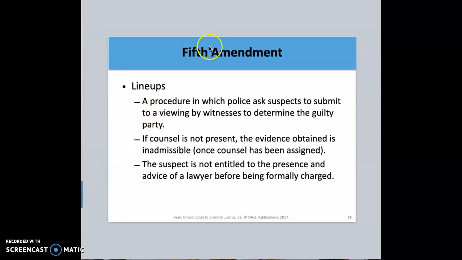The other thing that the Fifth Amendment applies to is lineups, and those are either photographic lineups or a lineup at a jail. You have a certain right to legal representation, but only once you have been charged with a crime and you have been assigned counsel. Prior to your arraignment, if you have not been assigned counsel, you do not have a right to counsel. That's just the way the law is. But you can take a look at lineups under the Fifth Amendment.